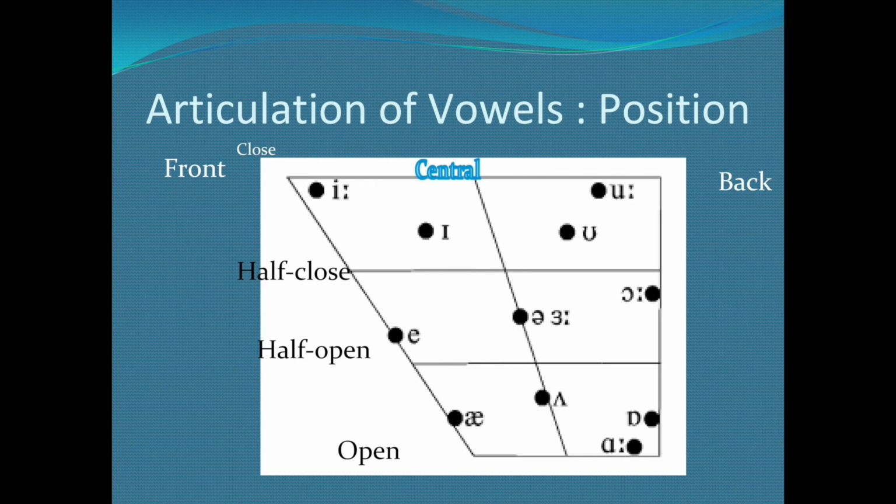What do we mean by pure vowels? How many are there? We have 12 pure vowels. You can see in this vowel scale these 12 vowels and where they are located.